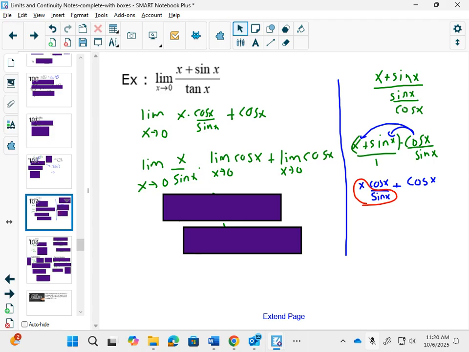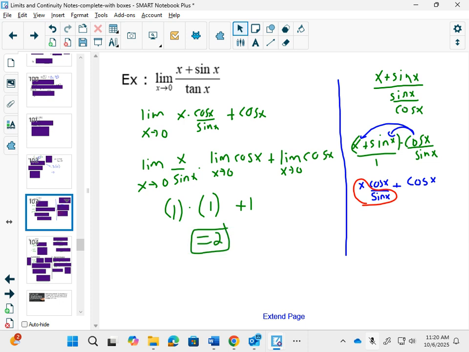Now the limit as x goes to 0 of cos x is something we can plug in, right? What is cos of 0? 1. So this will be 1. This will be 1. And that will be 1. And 1 times 1 plus 1 is 2.